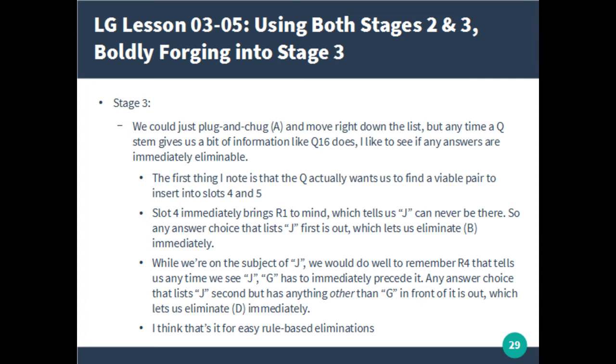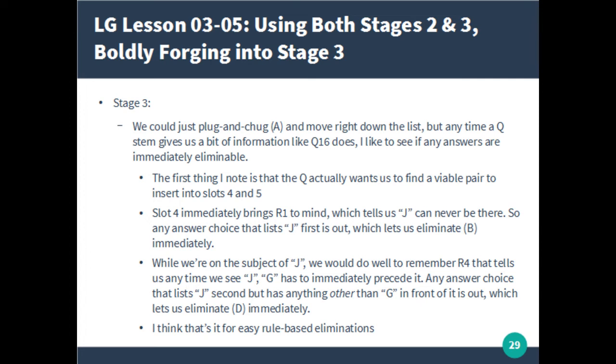The first thing that I notice is that the question actually wants us to find a viable pair of letters to insert into slots 4 and 5. So that's what the answer choices are supposed to represent in question 16. When you're thinking about slot 4, I'm immediately thinking of rule number 1 because that's the one that mentions slot 4 explicitly. Rule 1 tells us that J can never be in slot 4. So any answer choice that lists J first, which is to say it lists J in the 4th slot, can be eliminated, which lets us eliminate B. In that answer choice, J is in slot 4, a direct violation of rule 1, so B can never be what we're looking for.